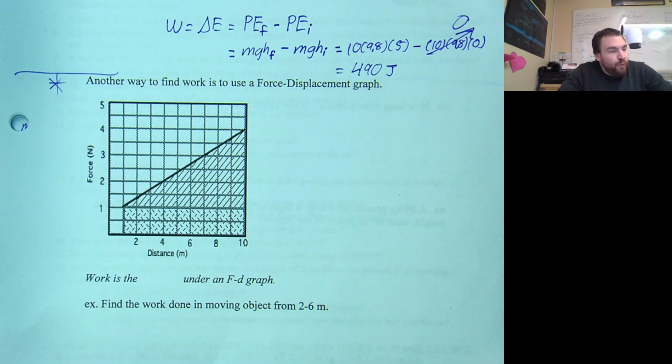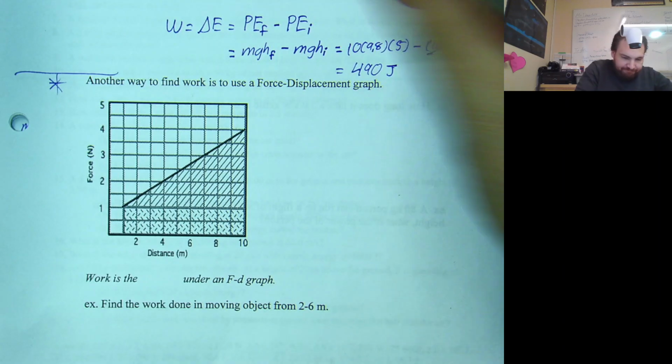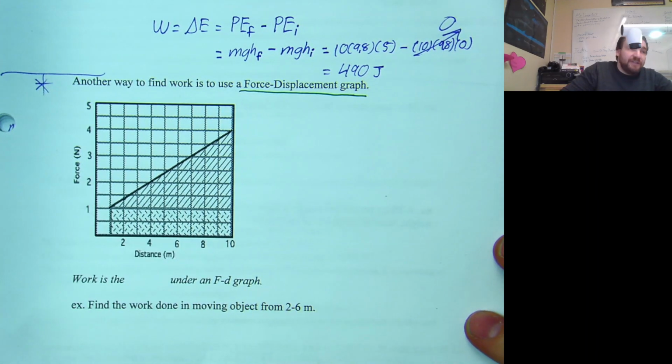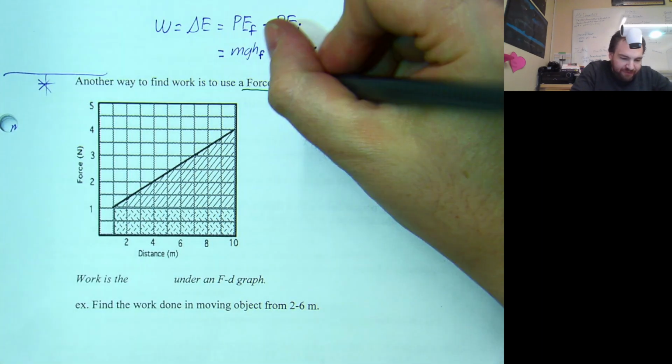Another way to find work. This way is not going to be given to you on your formula sheet. This is a technique you need to remember. Another way to find work is to use what's called a force displacement diagram, in the notes on this page. Okay?